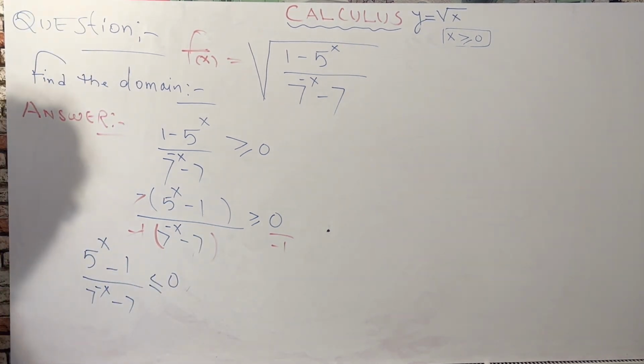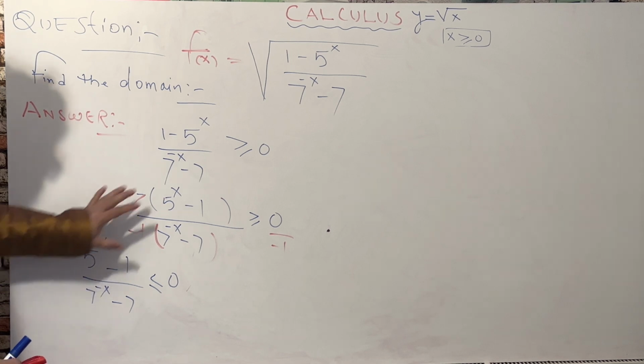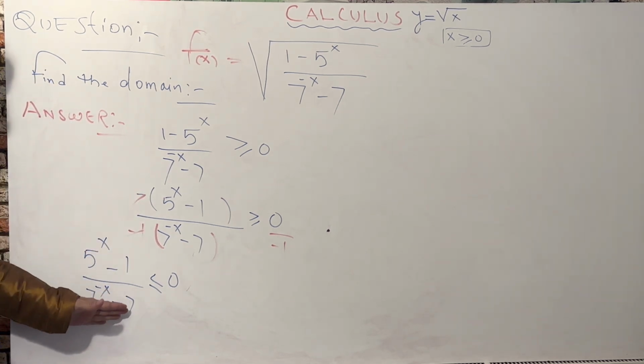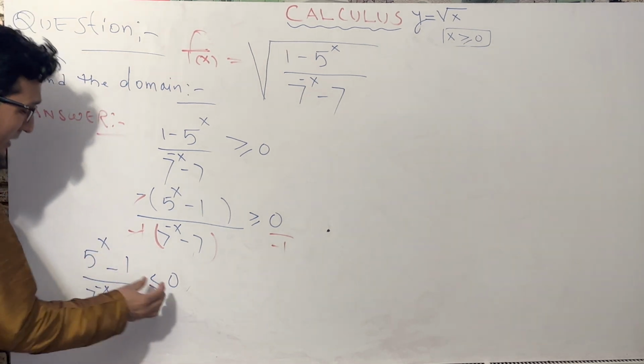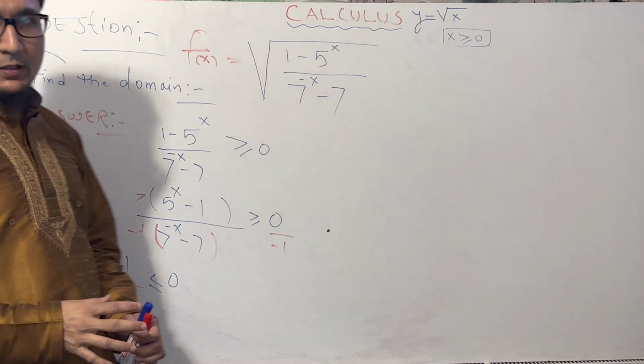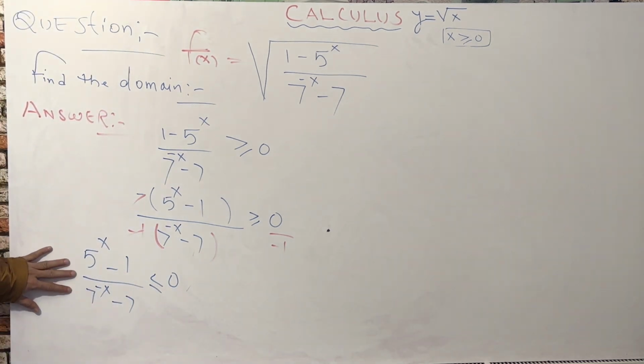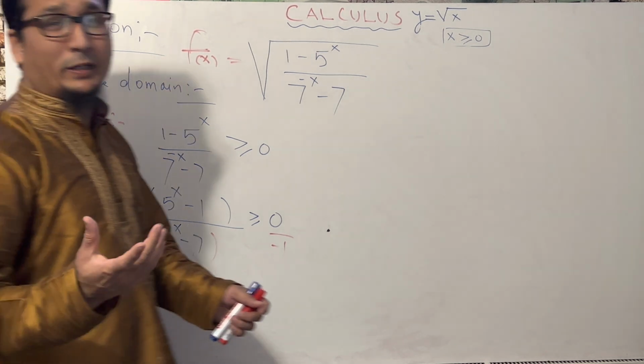So now it's very easy, because now we have this written in terms of 5 power x minus 1 and 7 power minus x minus 7. I want these values 0 or less than 0. Either this expression must be 0 or less than 0. Then we can just find out the domain of this one, right? I will solve this question by many ways.